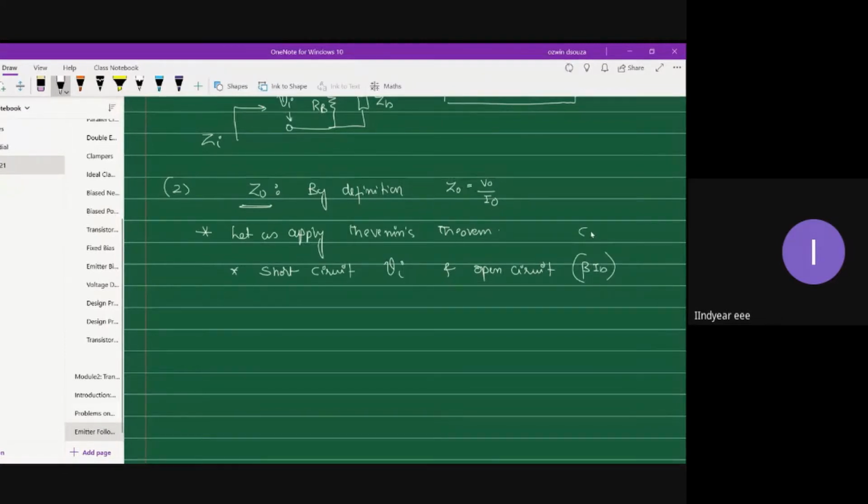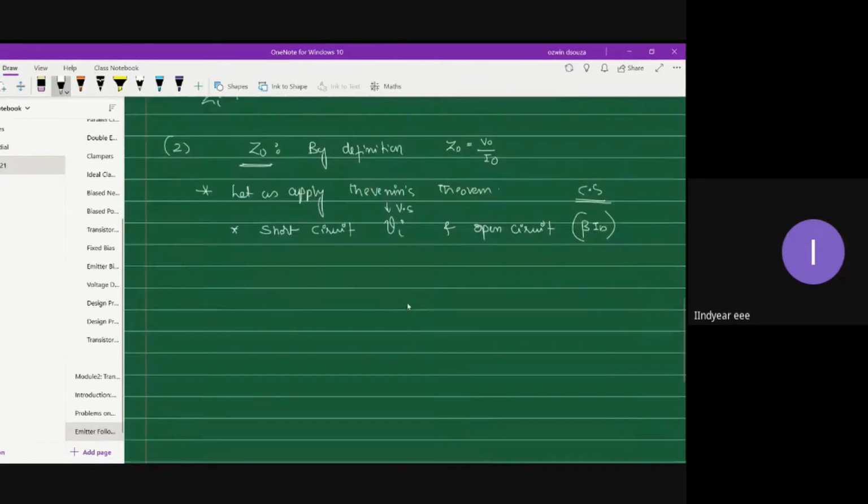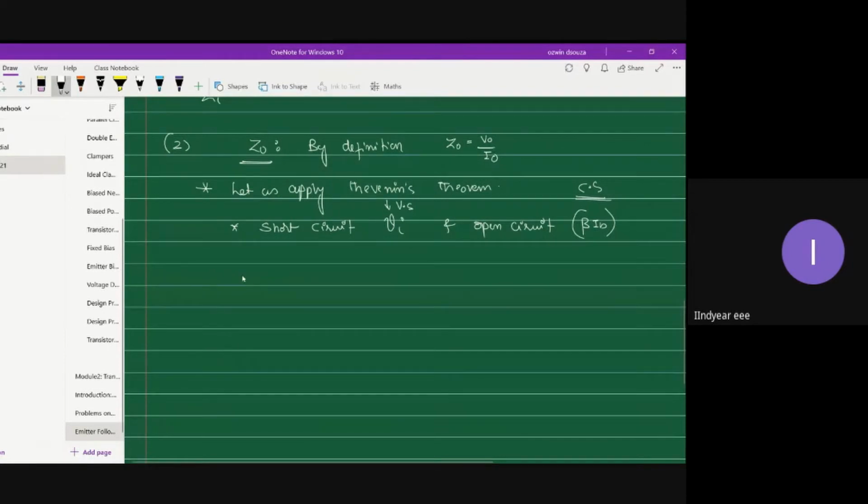Okay, so this beta IB is the dependent current source for us, and Vi is the independent voltage source. So let's do that. When we do that, we will have a short circuit across the Vi position. This is where your Vi was existing previously.